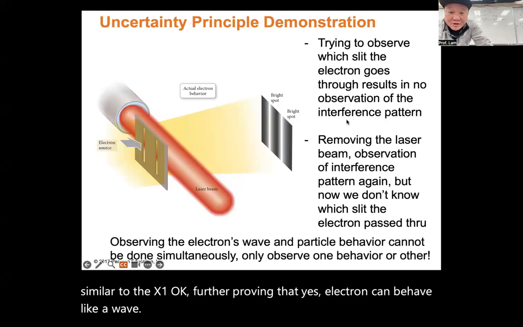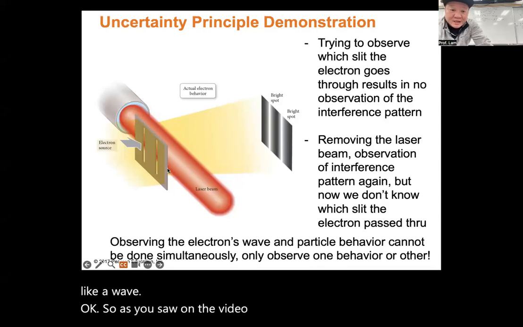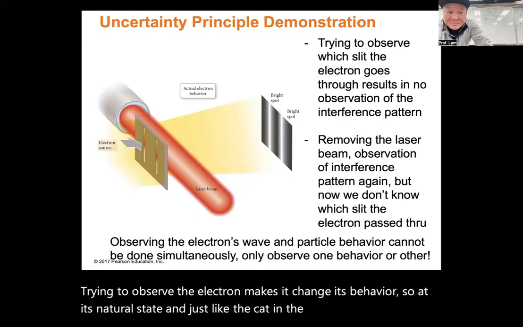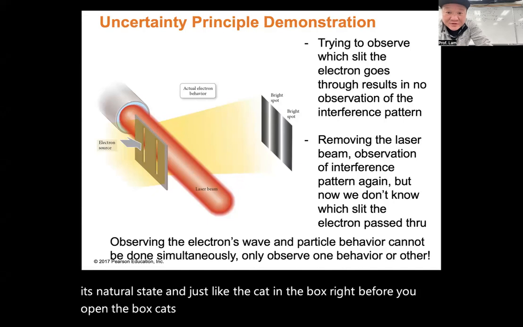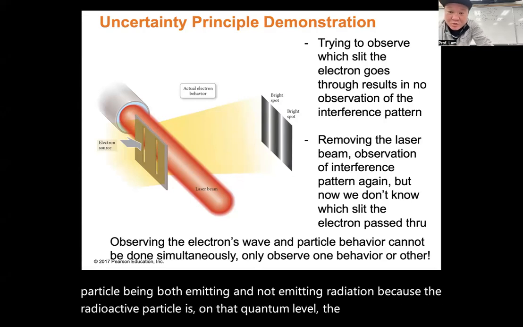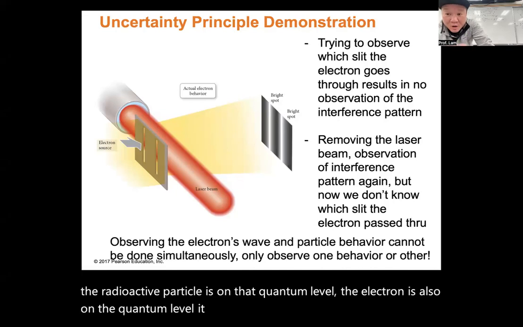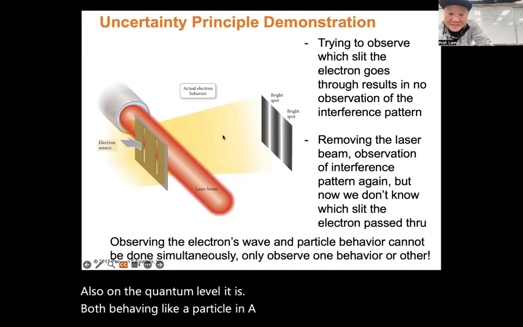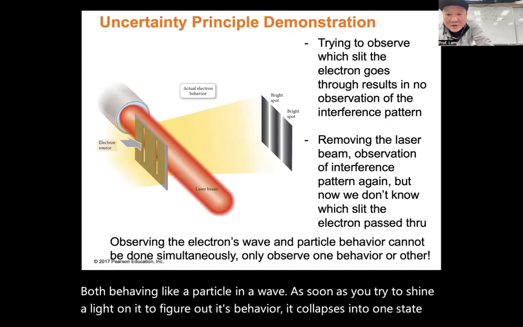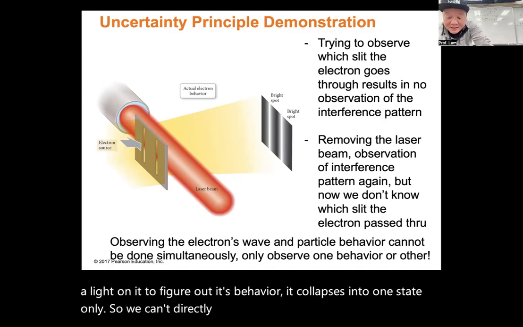Okay, so as you saw in the video, trying to observe the electron makes it change its behavior. So at its natural state, just like the cat in the box, before you open the box, the cat's both dead and alive due to the radioactive particle being both emitting and not emitting radiation, because the radioactive particle is on the quantum level. The electron is also on the quantum level. It is both behaving like a particle and a wave. As soon as you try to shine a light on it to figure out its behavior, it collapses into one state only. So we can't directly observe the electron.